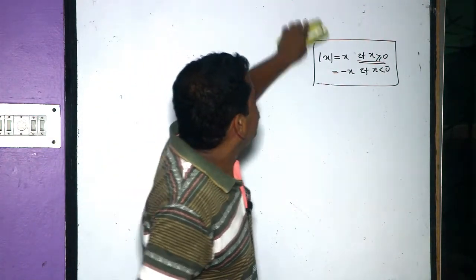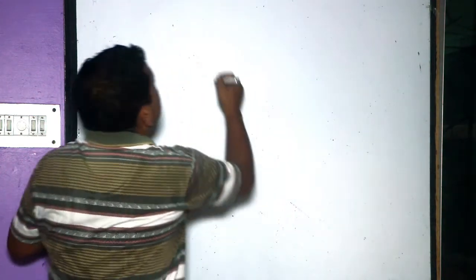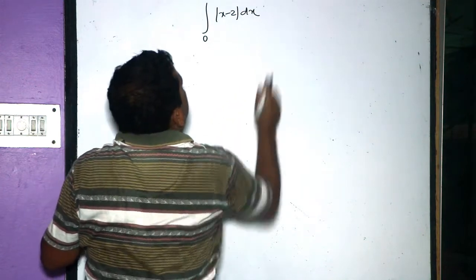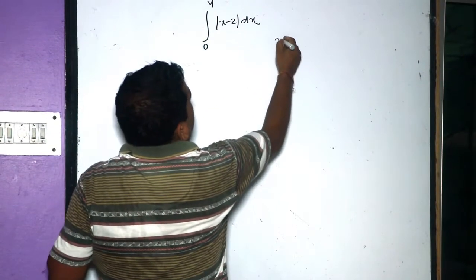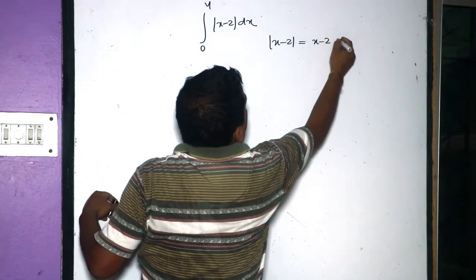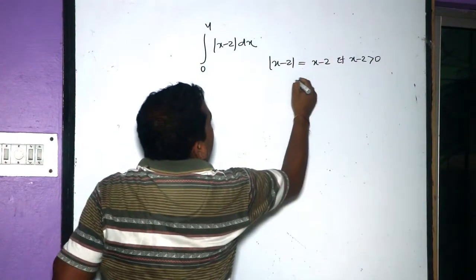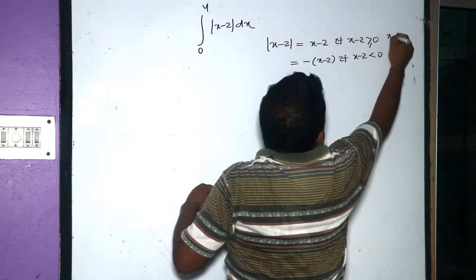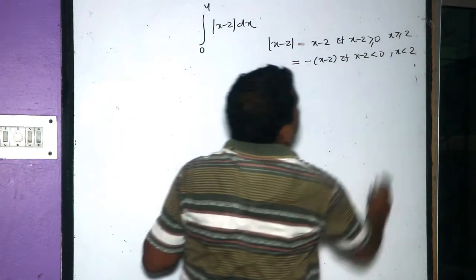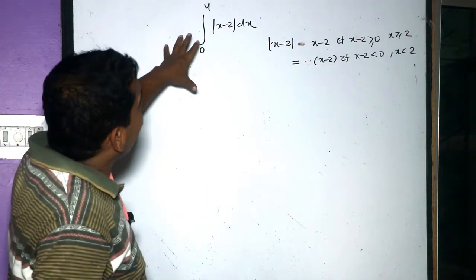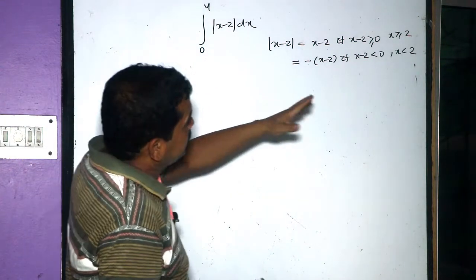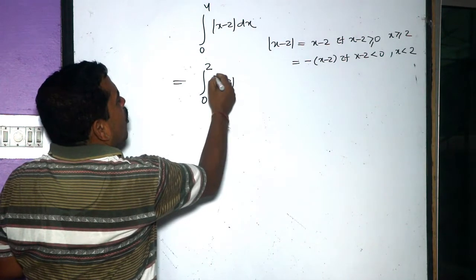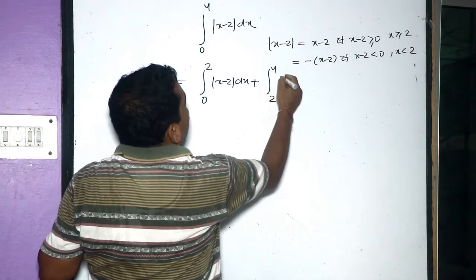Another example. Suppose the integration is ∫ from 0 to 4 of |x - 2| dx. How can we integrate this? We know that |x - 2| equals x - 2 if x - 2 is greater than 0, and -(x - 2) if x - 2 is less than 0. That means here x is greater than or equal to 2 and here x is less than 2. In this way we can divide this definite integration into two parts, one part less than 2 and another part greater than 2. That is ∫ from 0 to 2 of |x - 2| dx plus ∫ from 2 to 4 of |x - 2| dx.